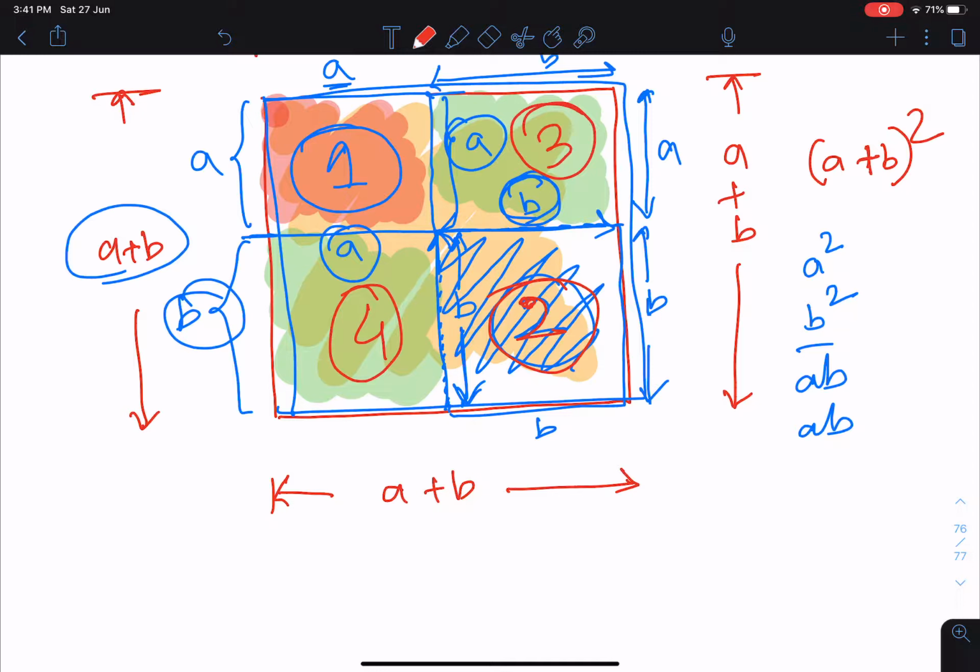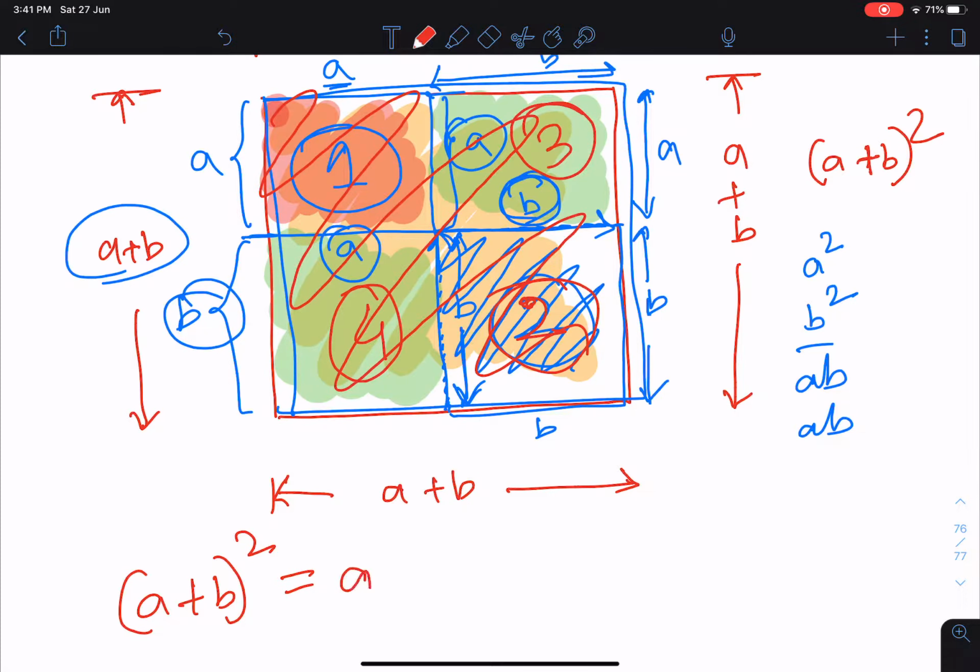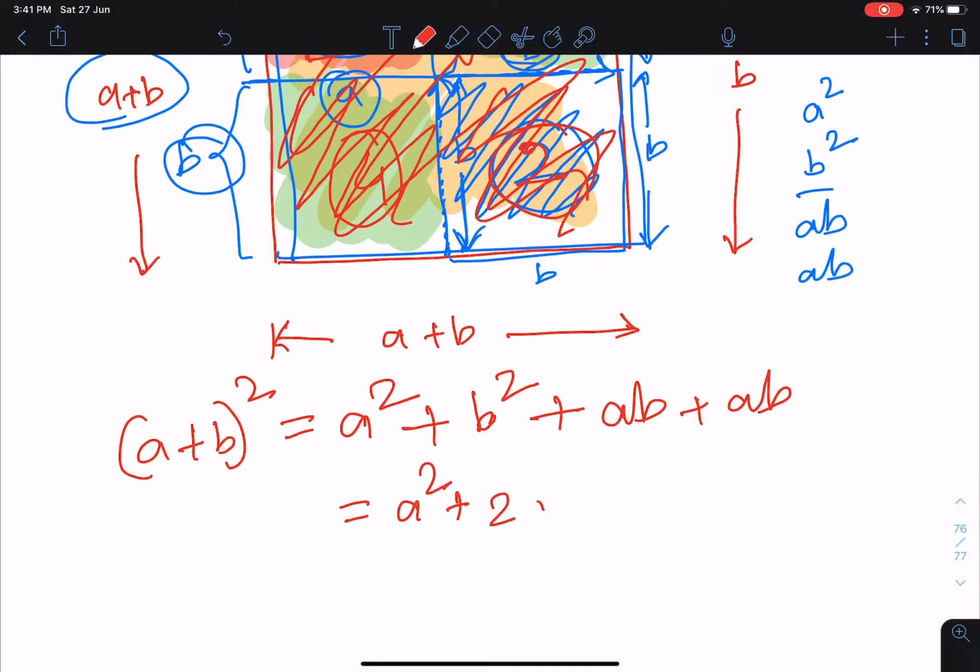And then we can easily write that (a + b) whole square, that is the total area of that square, is equal to a square, that is my first section, plus b square, which is this second section, plus ab, which is my third section, right? And plus again ab, which is the fourth section. So we can rearrange this and we get a square plus 2ab plus b square. So we have proved that (a + b) whole square is equal to a square plus 2ab plus b square.